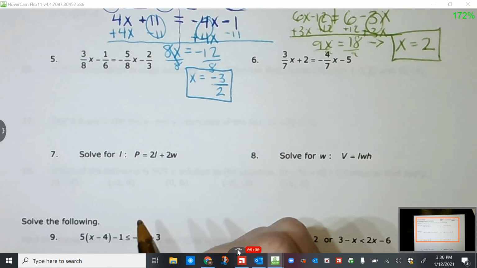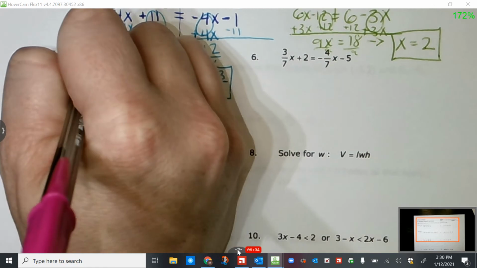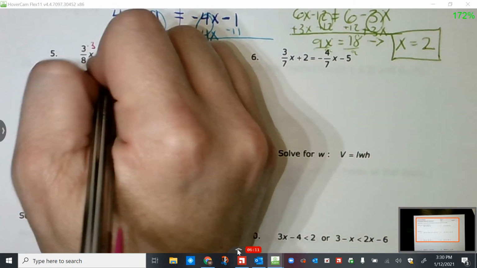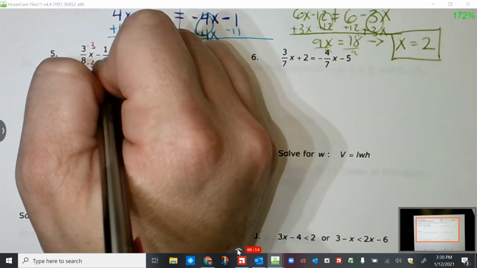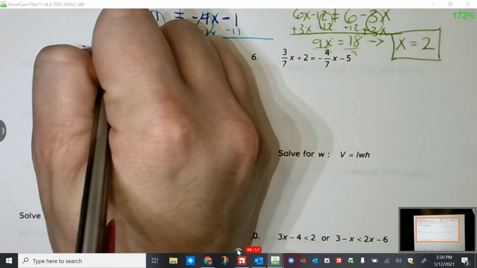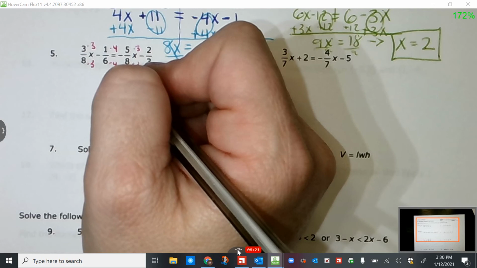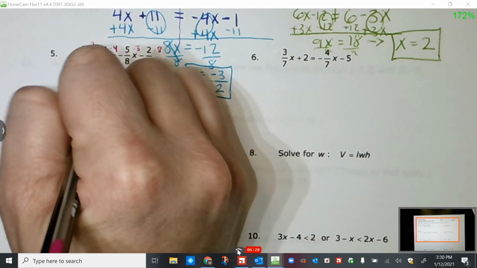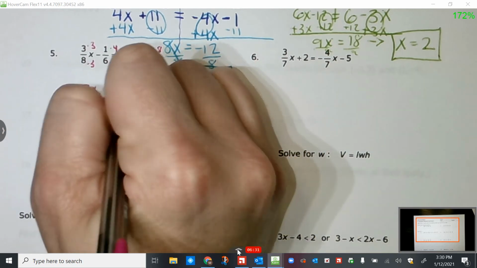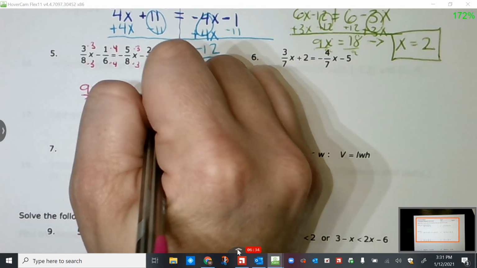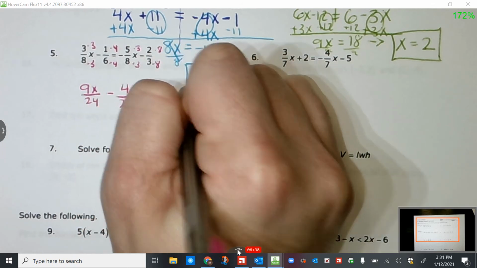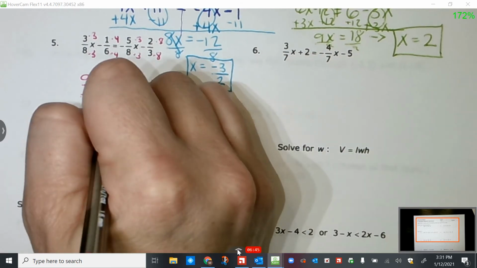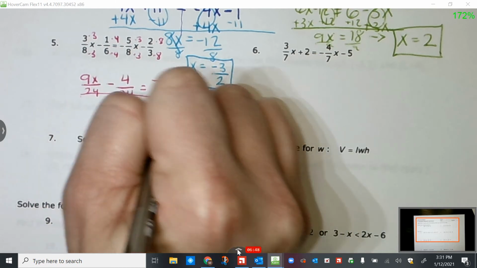So we are going to multiply to make the denominators 24. So 8 times 3, okay, 6 times 4, and 3 times 8. Okay, so 3 times 3, that gives me 9x over 24 minus 4 over 24 equals negative 15x over 24 minus 16 over 24. So when the denominators match, you can cancel them. And we just get 9x minus 4 equals negative 15x minus 16.